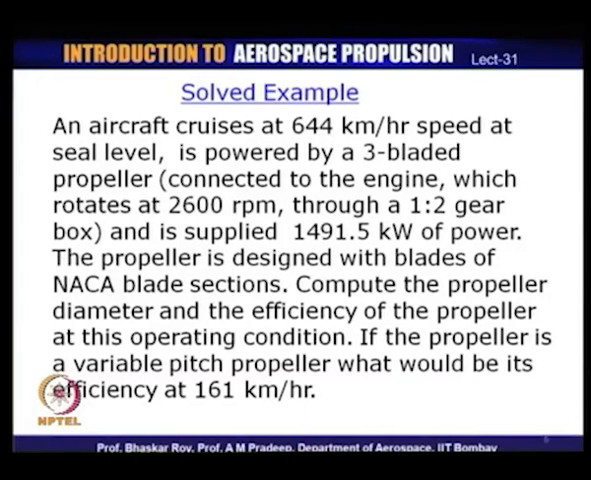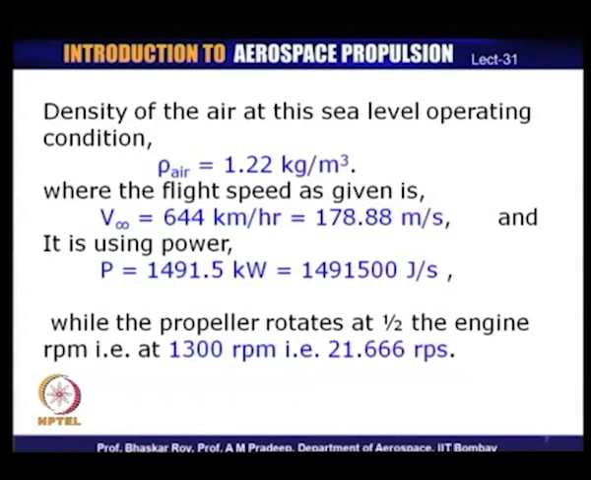Okay, let us see how the solution of this problem would proceed. The density of the air at this operating condition, that is a normal sea level, rho air is given as 1.22 kg per meter cube. That is a standard air density at sea level, and the flight speed is given as 644 kilometers per hour, which translates to 178.88 meters per second.